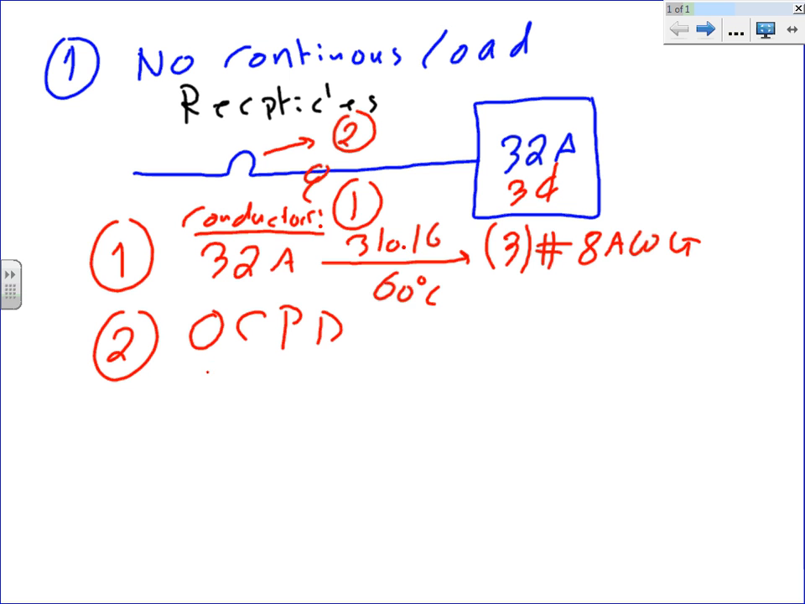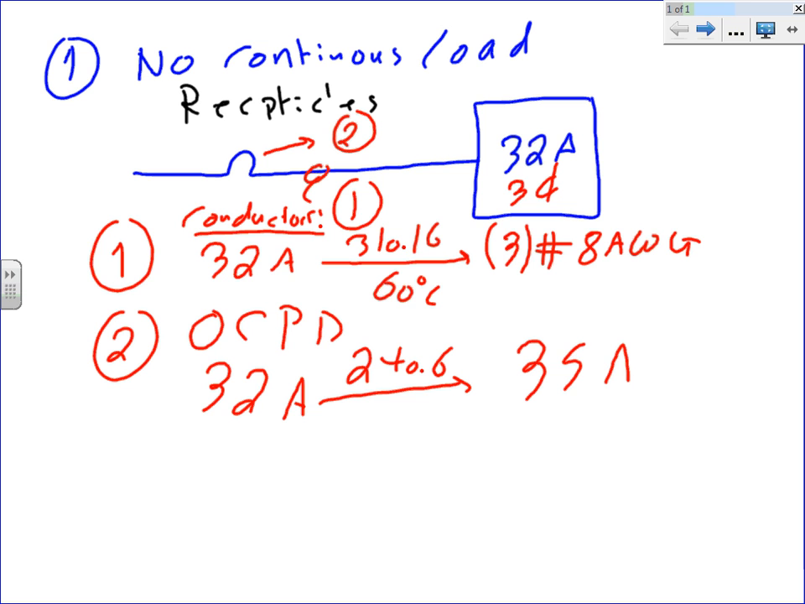The same thing, guys. It's 32 amps. Take it all the way to 240.6. What's your next standard overcurrent protection device? 35, Brian? 35 amp. You go up to the next standard size if it's not a standard, and that's what we just showed you guys in the picture before.